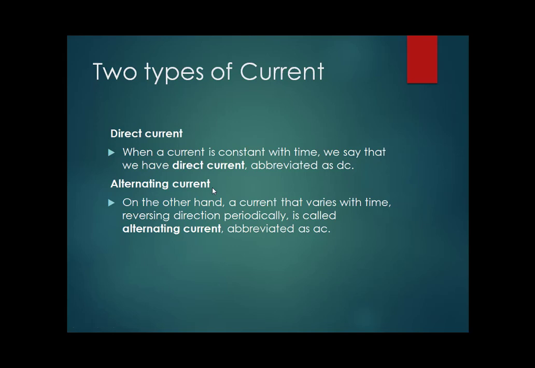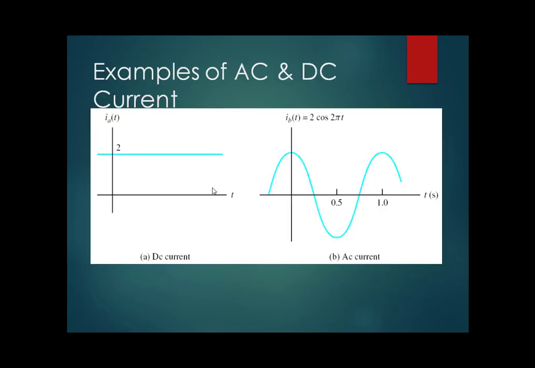So there are two types of currents. First one is direct current. When a current is constant with time, we say that we have direct current, abbreviated as DC current. Alternating current, named as AC, is one whose value changes with respect to time. So a current that varies with time, changing its direction periodically. Periodically means with respect to time. It's called alternating current, also named as AC.